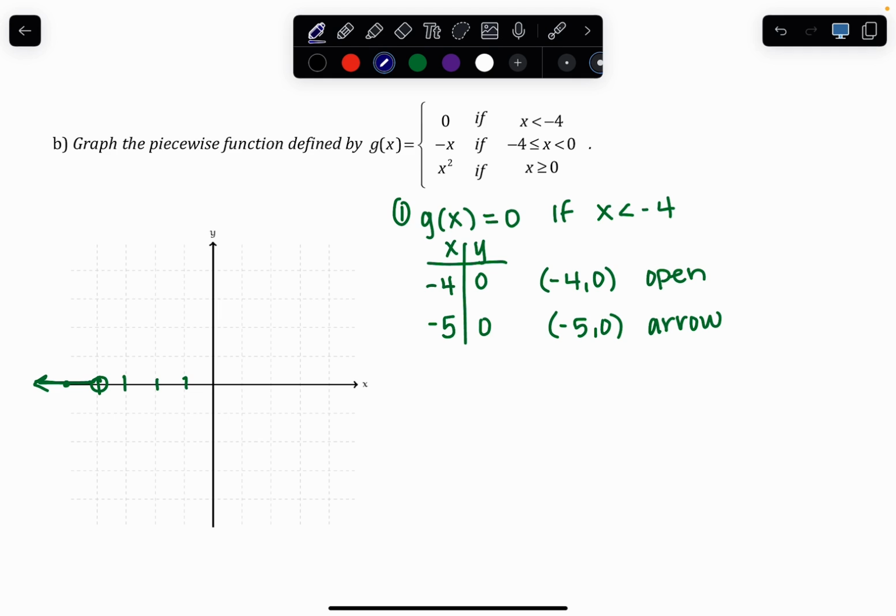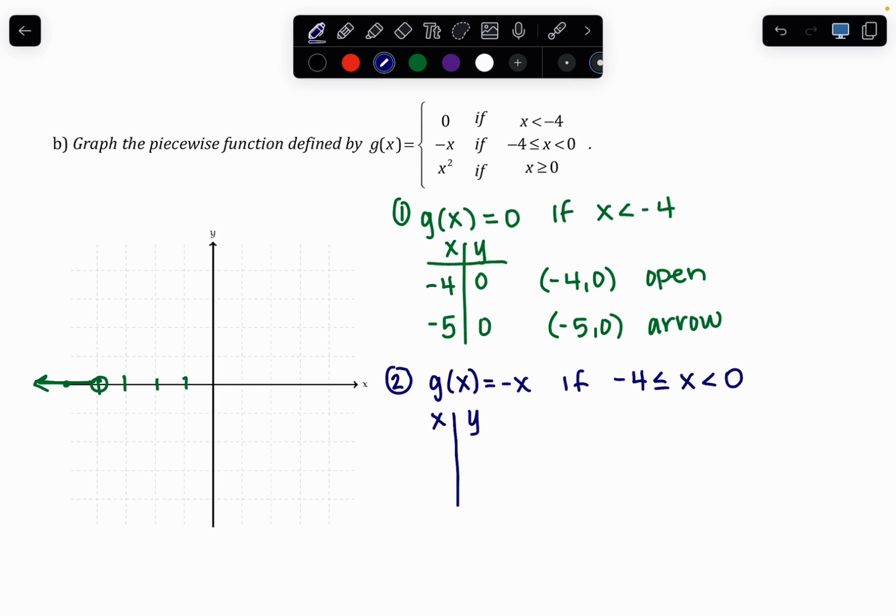Okay, our second portion of our graph says g of x equals negative x if negative 4 is less than or equal to x, which is less than 0. Since you're given two numbers, these are going to be the two x values that you're putting in your table. You don't need to find a mid-third point. You can if you want, but we're just going to use the shape of the graph to help us. So we're using negative 4 and 0.